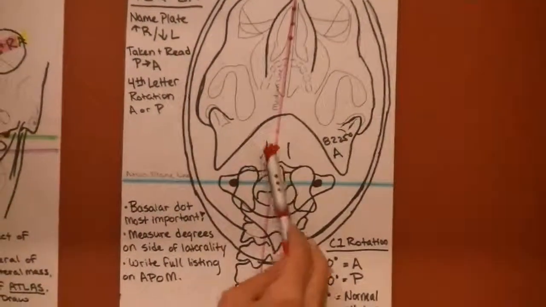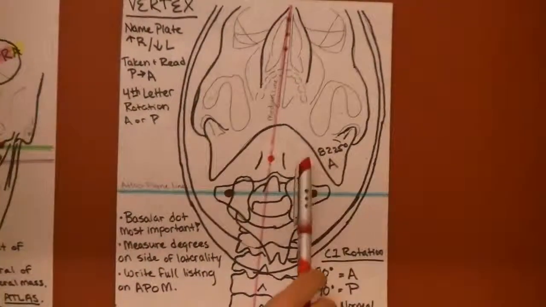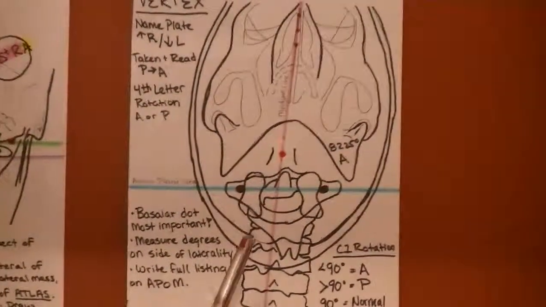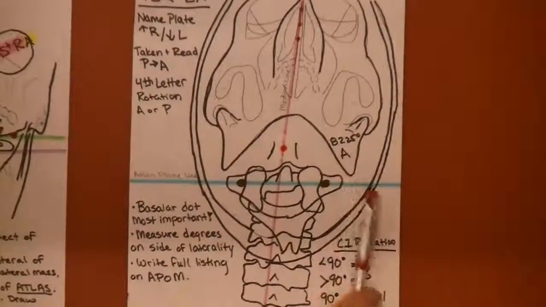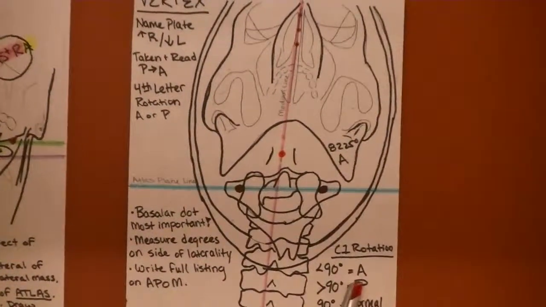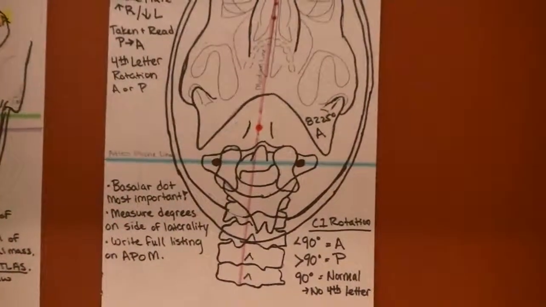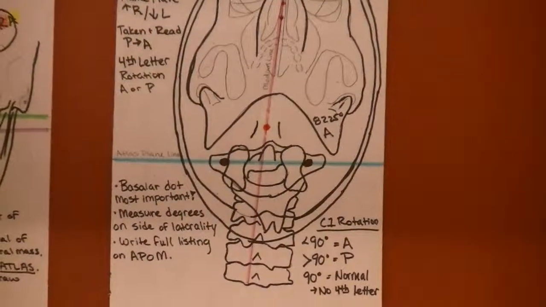Once you measure this degree, you must measure on the side of laterality. So this one I measured on the right side. I got 82.25 degrees, remembering to measure to 0.25, and that gave me an A. And just to review, if it's less than 90 degrees, you have A, greater than 90, you have P, and if it's 90 degrees, this is normal, which you will not have a 4th letter on a normal x-ray.